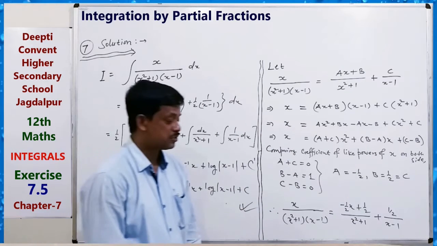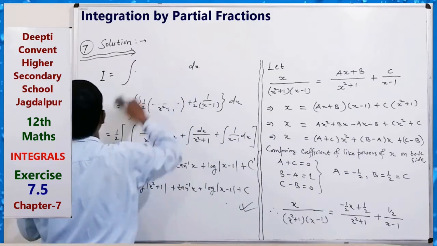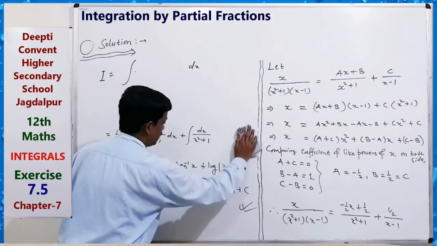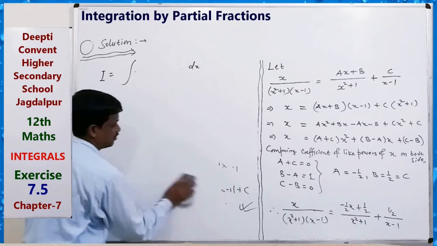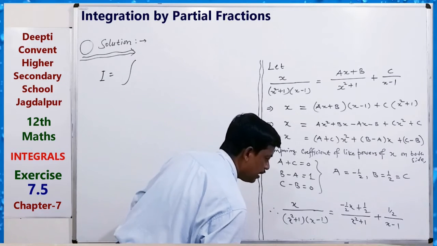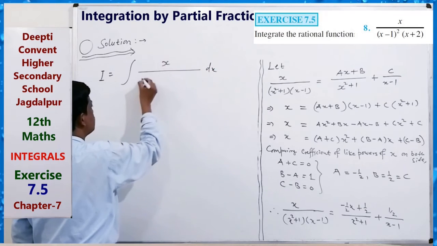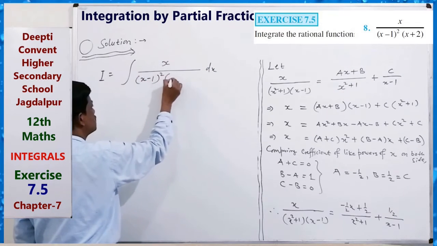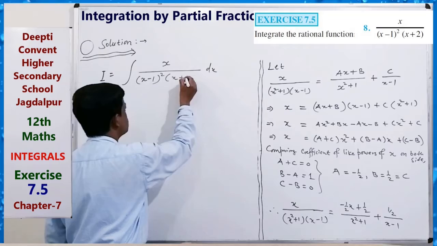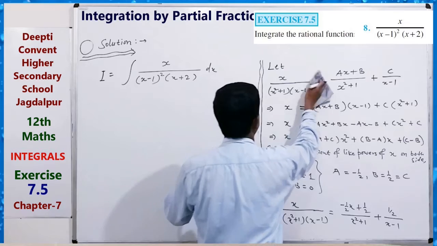Now also see question 8. Here is another method for partial fraction. So take question 8. Question 8 is what? X upon x minus 1 square into x plus 2. So this is our given integral. Now we have to solve it.